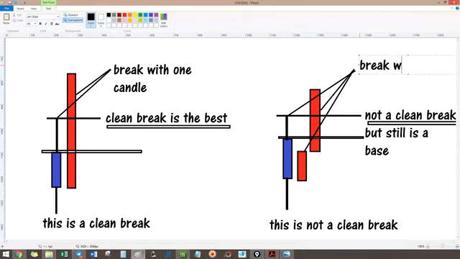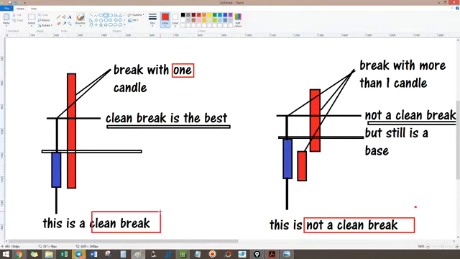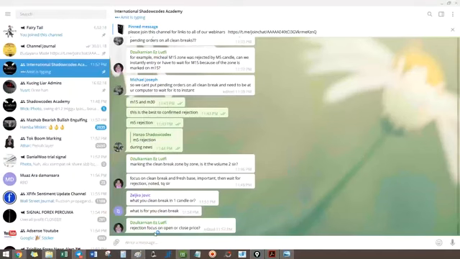Break with more than one candle. If it breaks with more than one candle, it is not a clean break. If it breaks with one candle, it is a clean break. Understand? Am I answering the question?